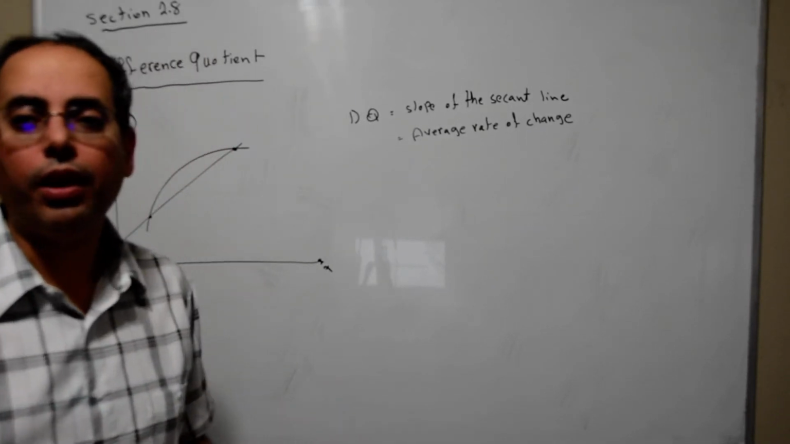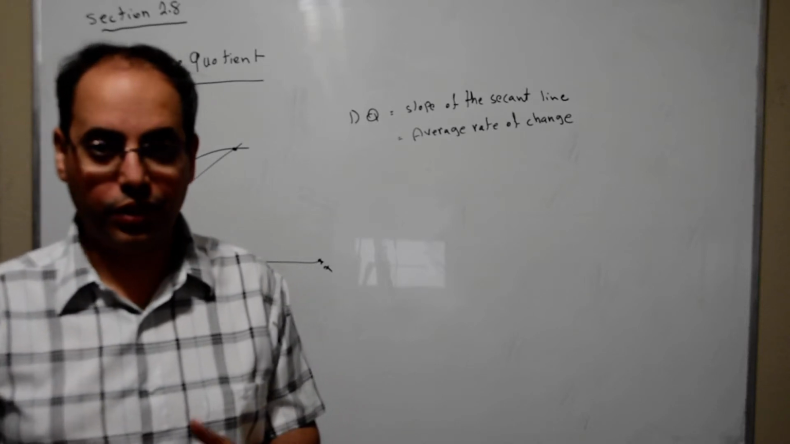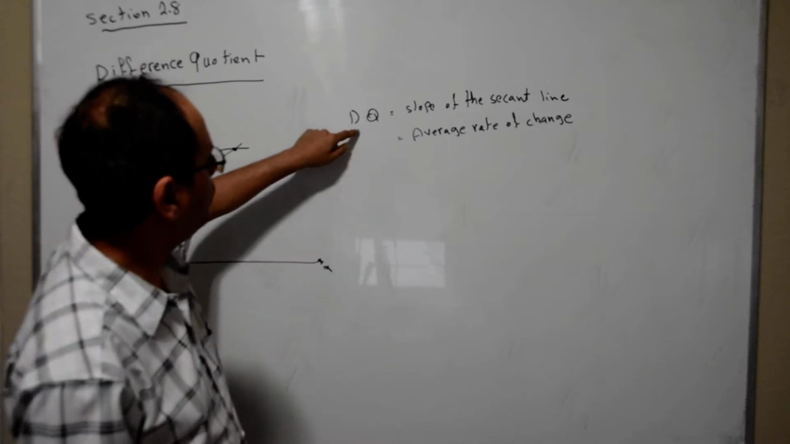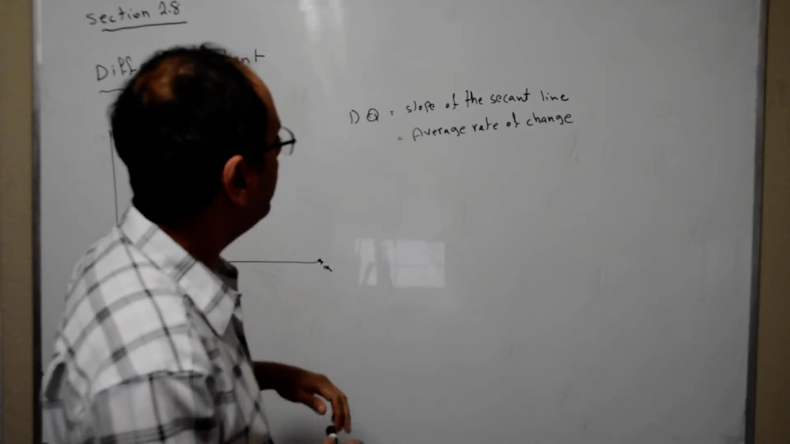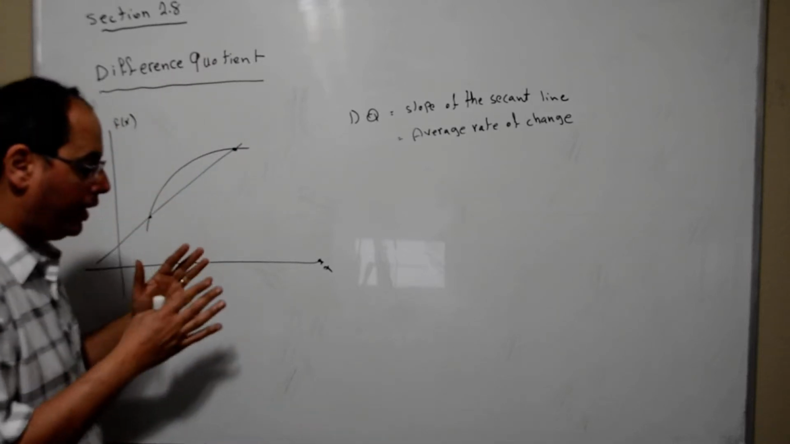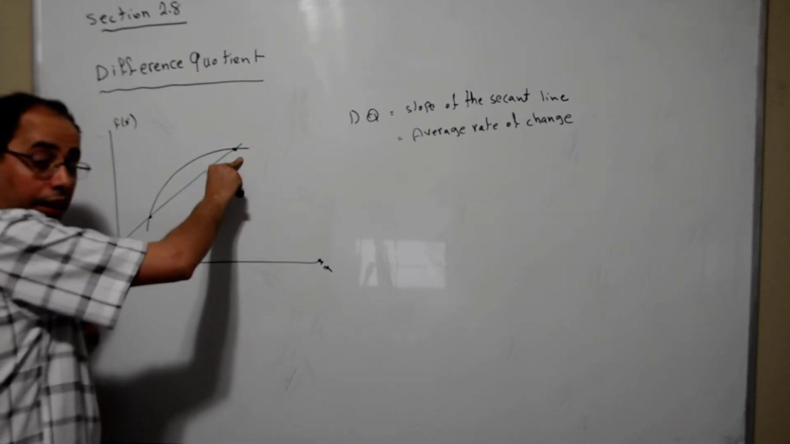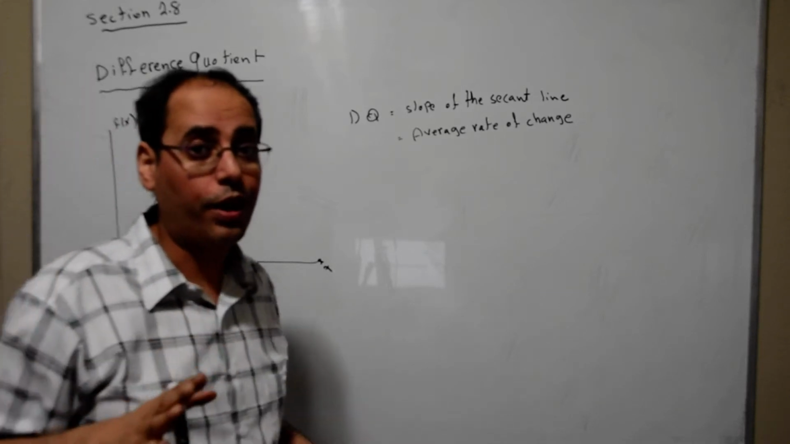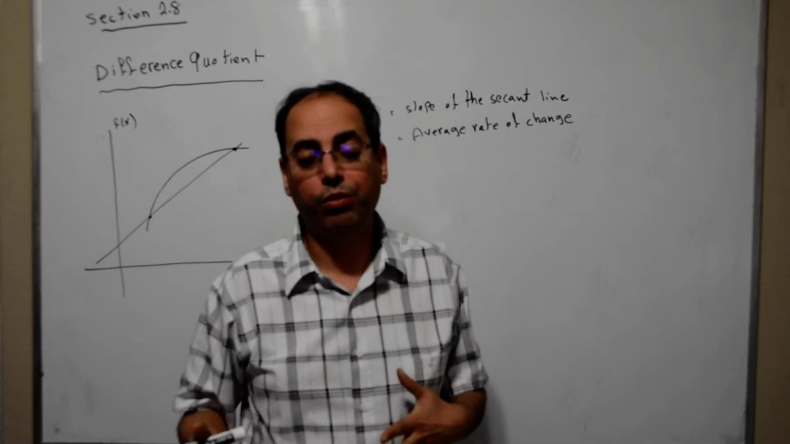Hello again. I'm going to talk this time about the difference quotient. I'm going to call it dq. The difference quotient is the slope of the secant line. So if I have a line like that and need to get the slope of that line, which is delta y over delta x, as we learned before.